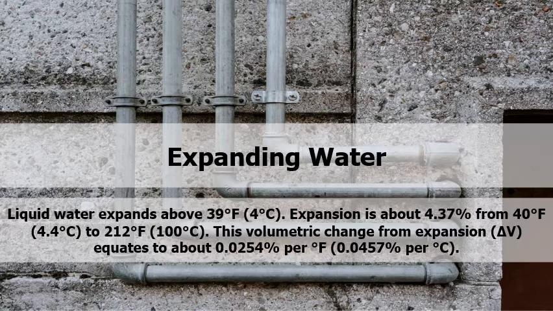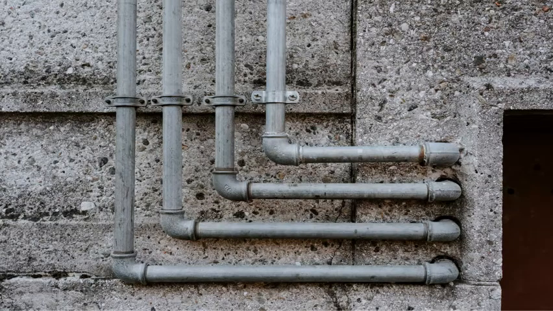This volumetric change from expansion, denoted by ΔV, equates to about 0.0254% per degree Fahrenheit, or 0.0457% per degree Celsius. Let's have an example.